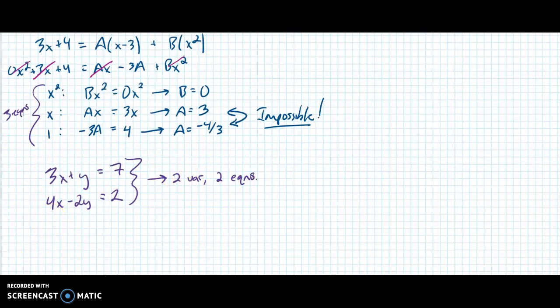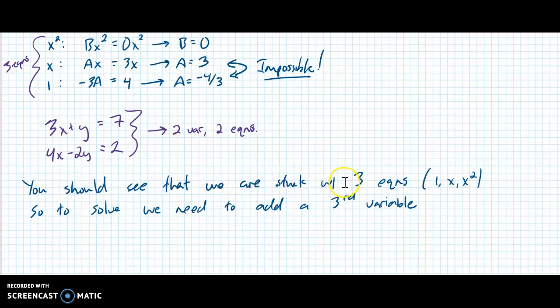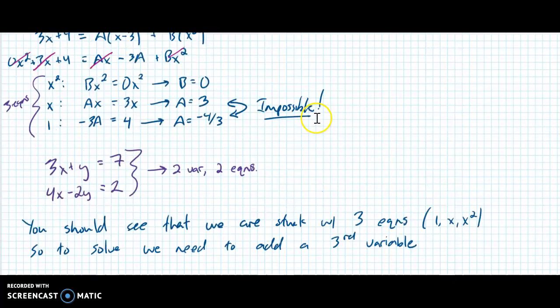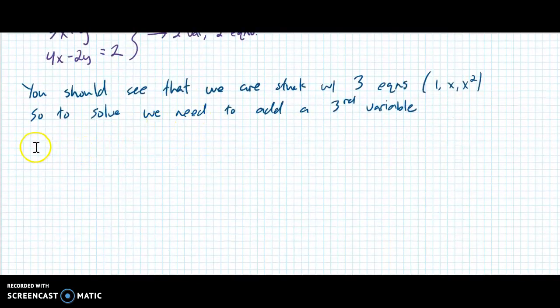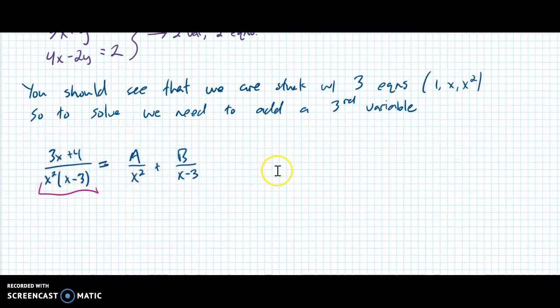to fix that? So you should see that we are stuck with three equations, a 1, an x, and an x squared. So to solve, I need to add a third variable. So let me copy this up here and put it down here. And I'm going to get rid of that. What I want you to see is I've got to have, it's partial fractions, right? If you accept that I have to add a new fraction with a c on top of it to do this, the question is, what goes right here? That's my third variable, my c.